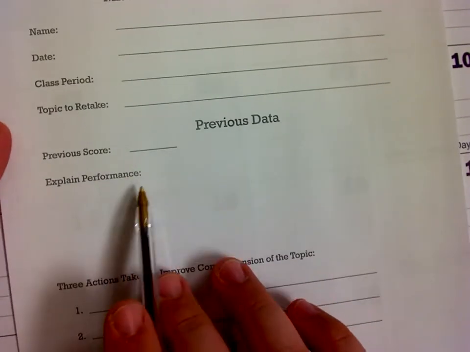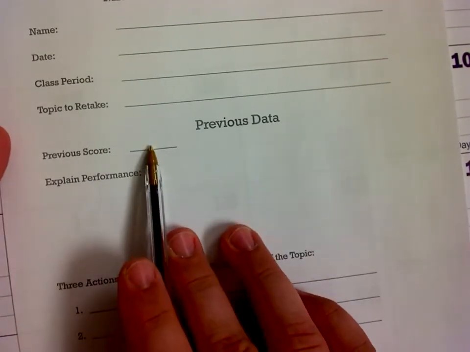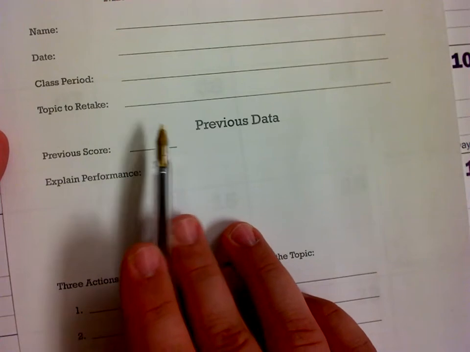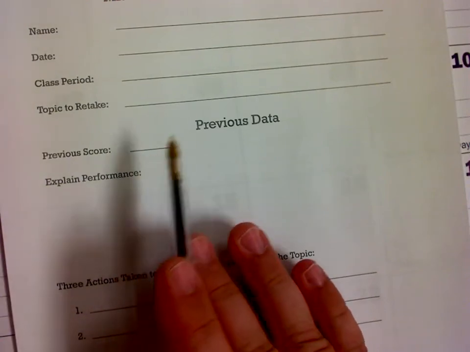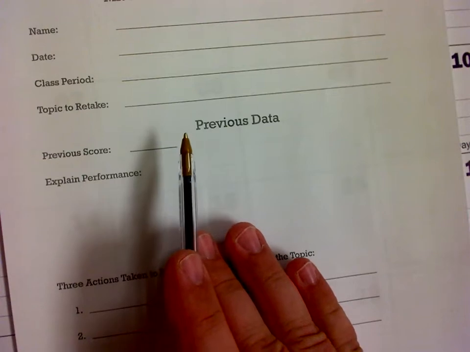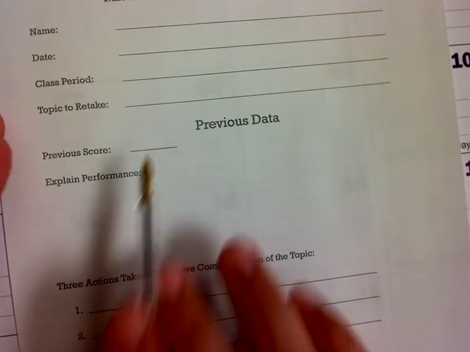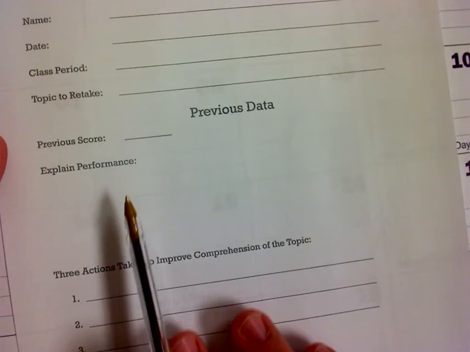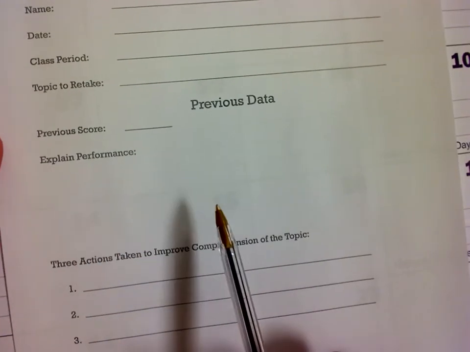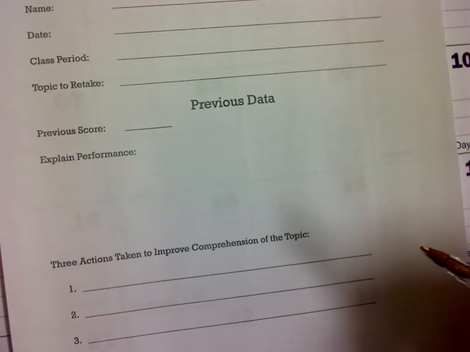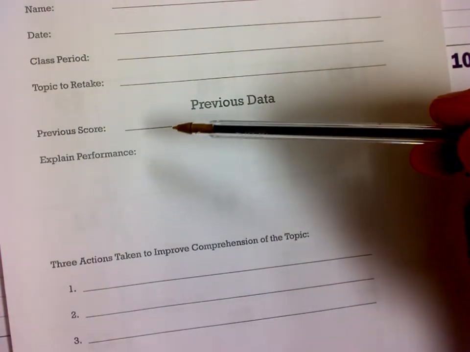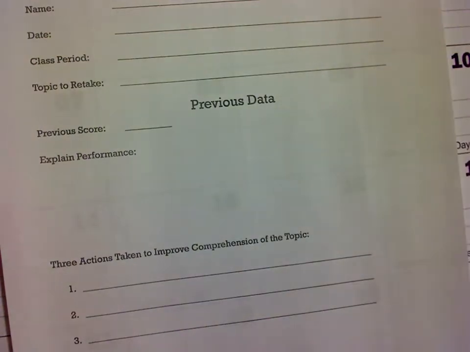Now, in the previous data section, you're going to give me the score that you got. For the majority of my reassessments, it's going to be a score below a 70. But even if you're retaking this and you got above a 70, you just want to go for a higher score, I still want you to put that score right there. Now in the explain performance section, I want you to explain to me your feelings or your reasoning behind why you earned the score from up here, okay? Why you earned that score.